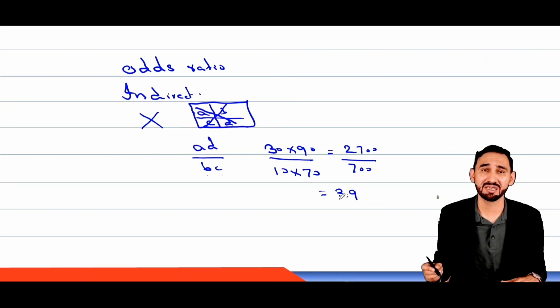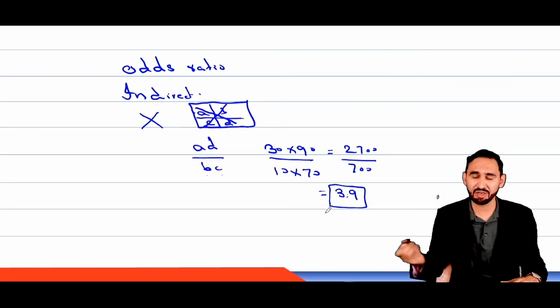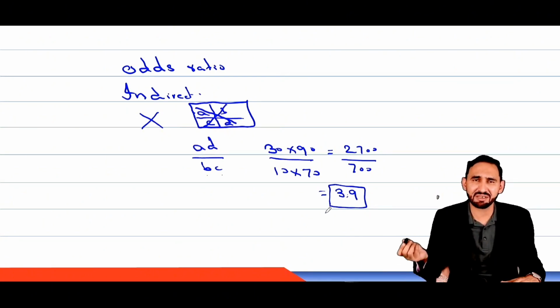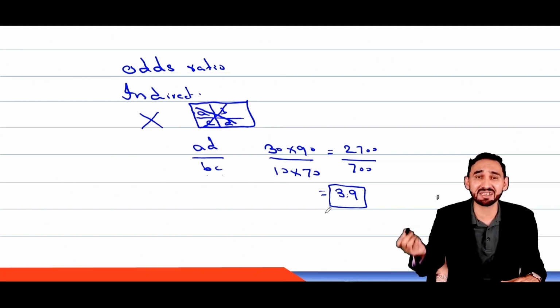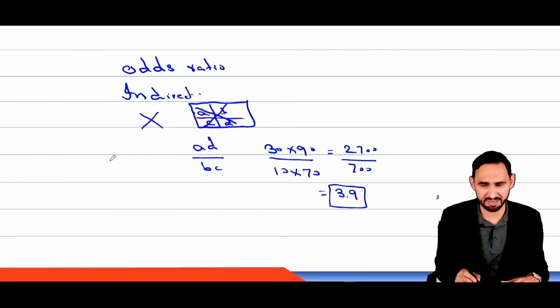What will this answer indicate, or how will we interpret this odds ratio? Interpretation is mandatory. 3.9 means that exposed people have 3.9 times greater risk of developing lung cancer. They have a greater risk of development of lung cancer. So we'll interpret it.